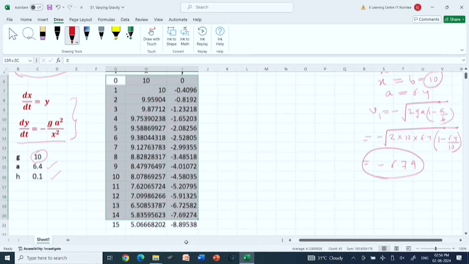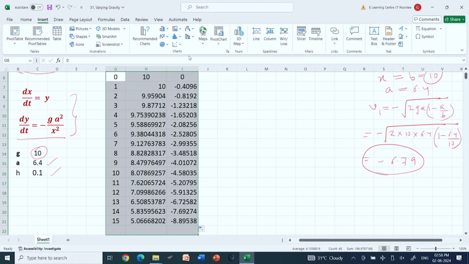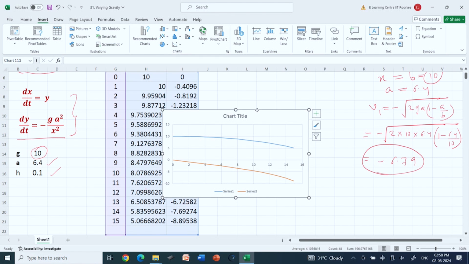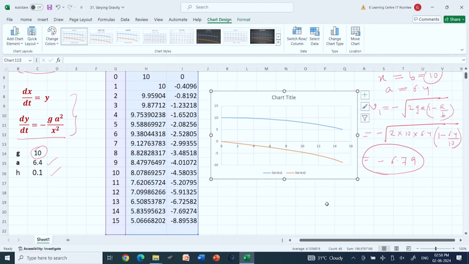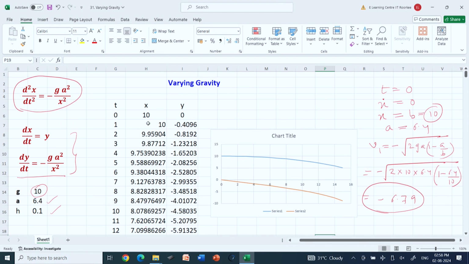If we now plot them, this is what we get. Go to insert, go to the chart and click this. This will give the curve. The series 1 is the x values and the series 2 is the y values. So, y gives you the velocity and x gives you the distance.